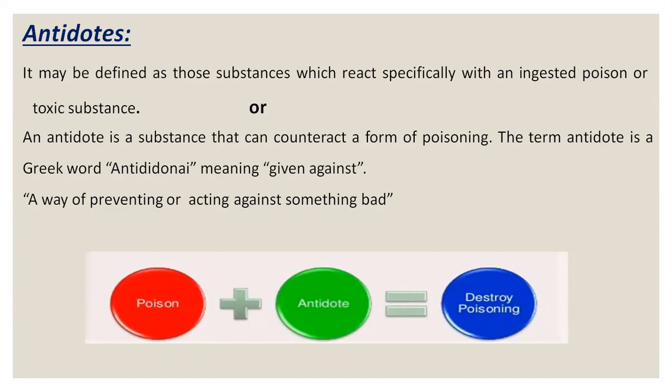So what are antidotes? What is meant by antidotes? Those are the substances which are used in the treatment of poison as well as to remove the toxic substances from your body.